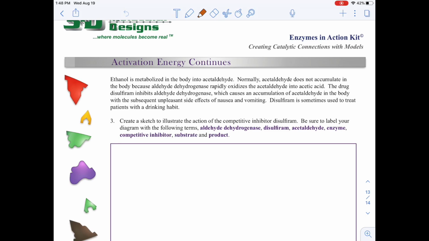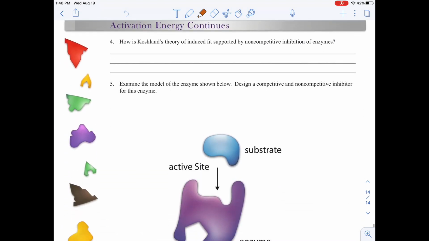So if you get too much acetaldehyde, then eventually you're going to throw up. So that's why disulfiram is sometimes used to treat patients with a drinking habit. So again, you have acetaldehyde as your substrate, acetic acid as your product, and the substrate is broken apart and becomes your product by using the enzyme aldehyde dehydrogenase. And then you have disulfiram, which is your competitive inhibitor. If you have disulfiram in your system, it's going to block that acetaldehyde from getting broken apart.